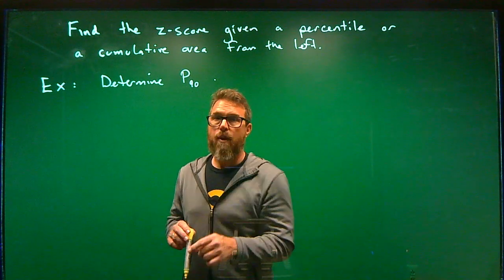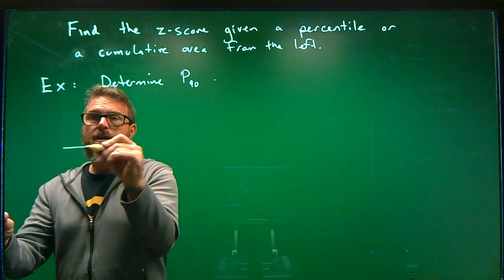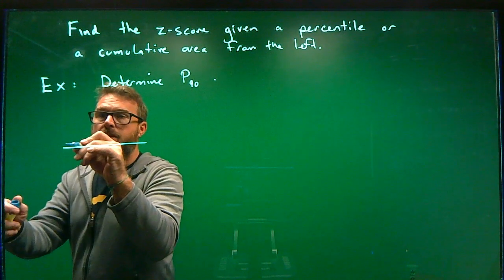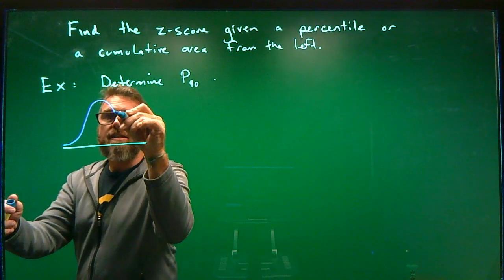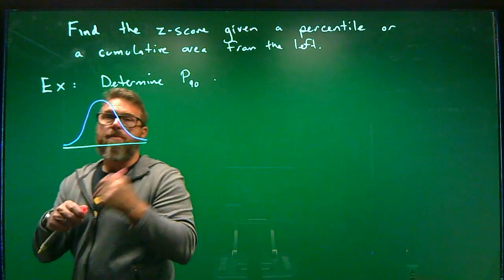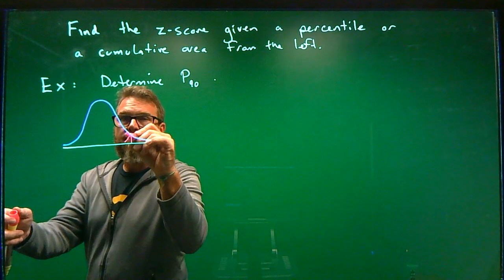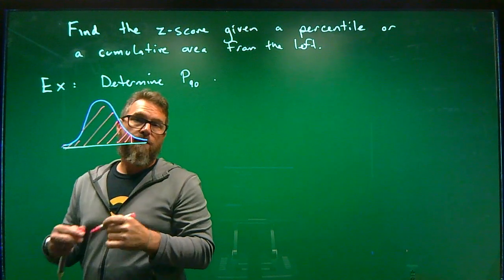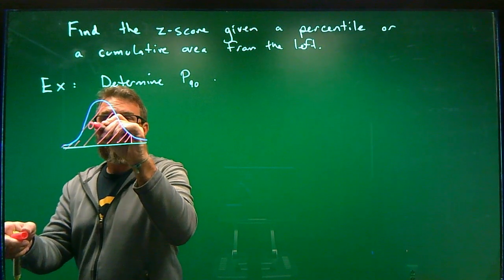Now there's two ways you can look at this. When you look at your bell-shaped curve, what P90 really says is that the cumulative area from the left happens to be equal to 90%. So what I've done is I've given you this area as opposed to the previous video where I gave you the z-score. So what I know is that this is equal to 90%.